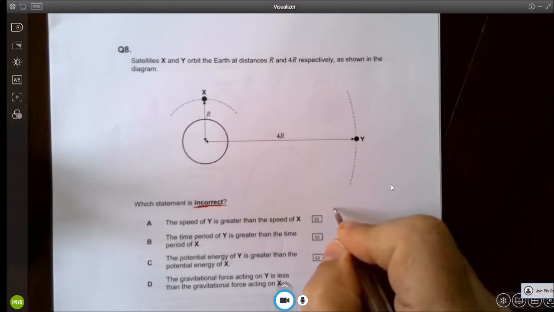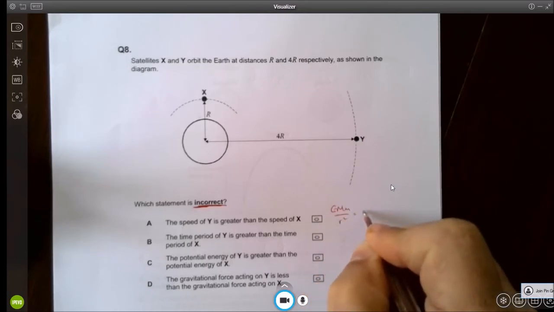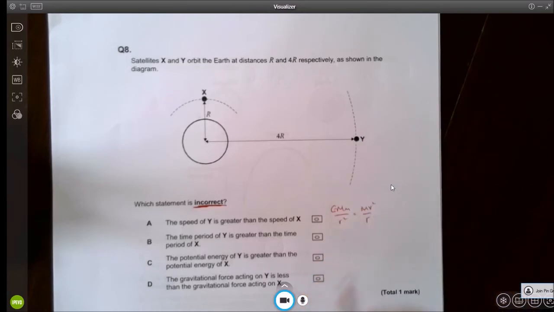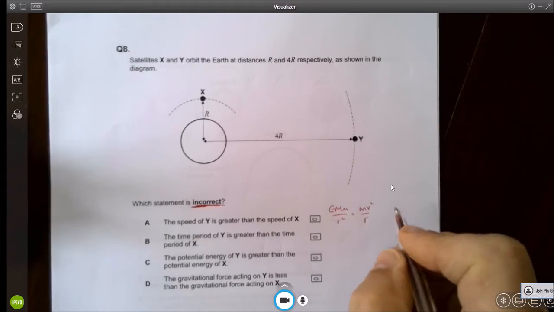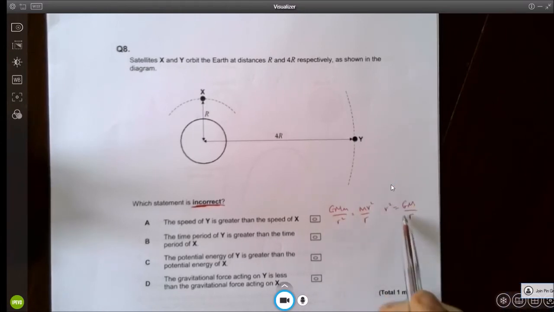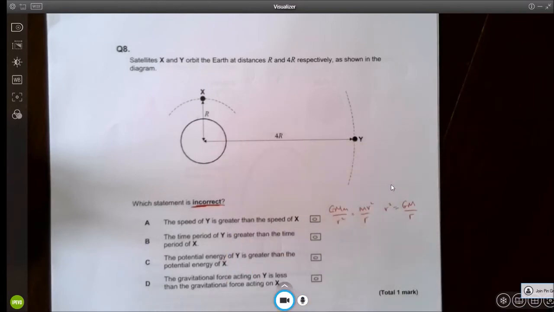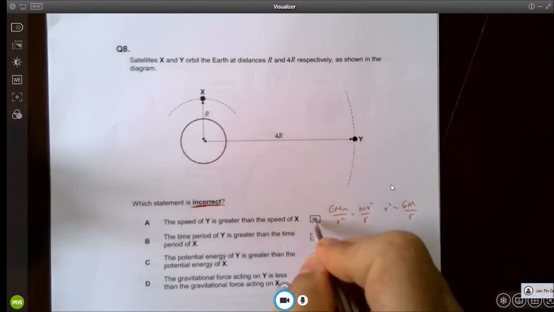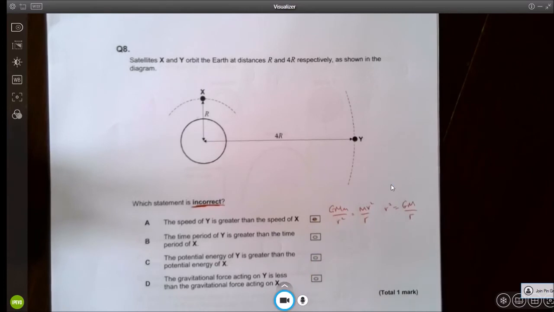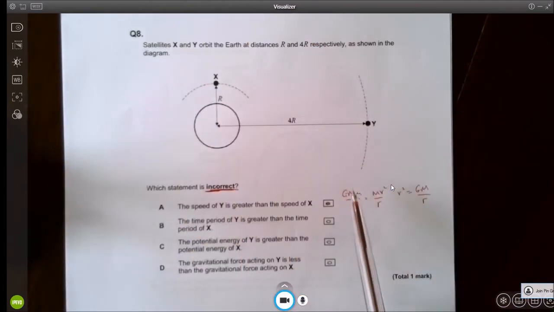You would have to do that the force is GMm over r squared, and that force needs to be mv squared over r. So if you rearrange that, you get v squared is GM over r. So the bigger the r, the smaller the speed. Turns out that this one will actually be going at half the speed of that one. So A is the answer. If you want to look at the other ones, the time period of Y is greater, it's going slower and it's got further to go, so it's going to take longer to get round.